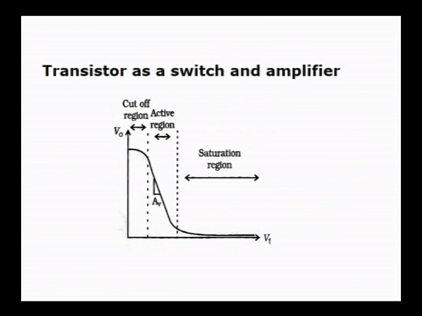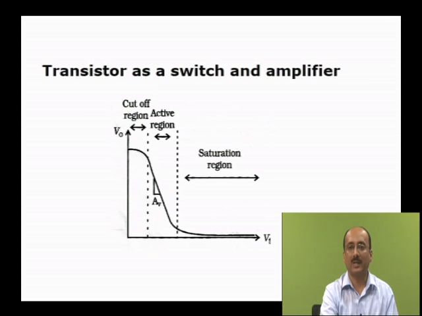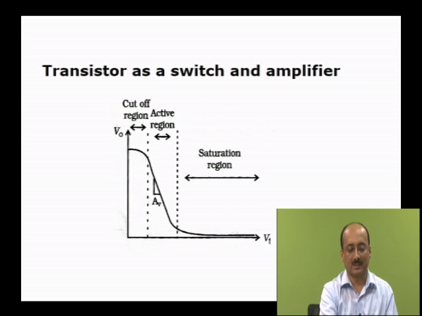Application for transistor, you can use it as a switch and an amplifier. This is the transfer characteristics of the transistor. You will see that input voltage is there and corresponding output voltage, and there are three regions here: cutoff region where the transistor generally does not conduct, active region, and the saturation region.